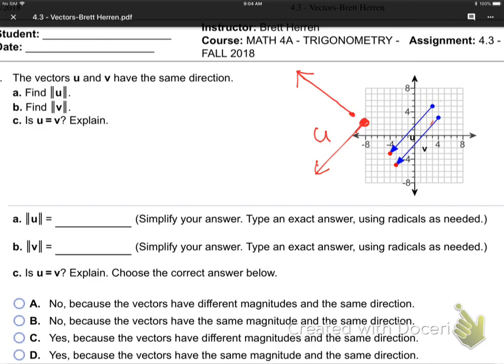So the movie got it right. I am direction and magnitude. So that's what a vector is.